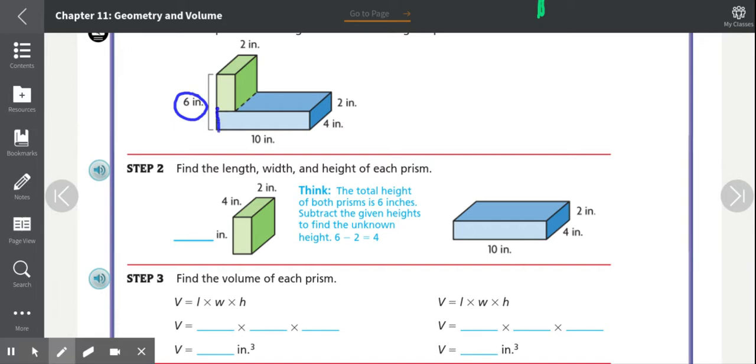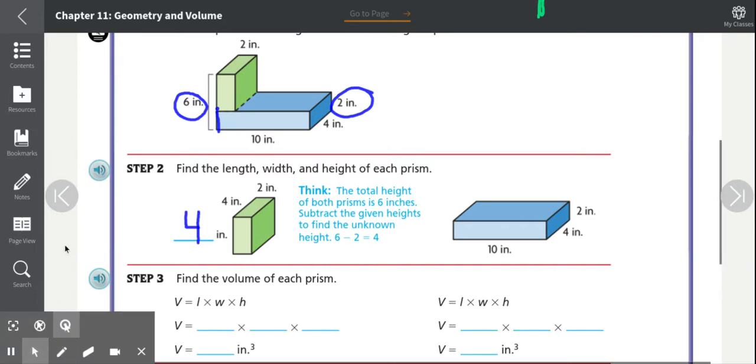We see over here this height of 6 inches, but that height of 6 inches includes this blue section. When we're looking only at the green rectangular prism, we don't want to include the blue part of its height. If we come over here, we see that the height of that blue part is 2 inches, so we can think 6 minus 2 gives us 4, and we know that the height of our green rectangular prism is 4 inches. The blue rectangular prism, as you can see, we already have all the information we need.